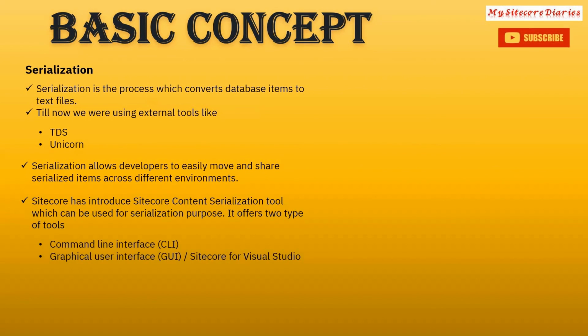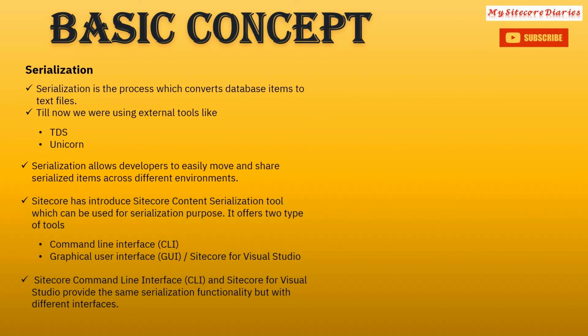There are two types of tools Sitecore has provided. One is a command line interface, where you can use the command line, and the second is the graphical user interface, or you can say Sitecore for Visual Studio, where this interface can be used with Visual Studio itself. Like we have TDS, a similar kind of concept is there. Both the CLI and GUI give the same functionality, but with different interfaces. CLI uses the command line, whereas GUI uses Visual Studio.